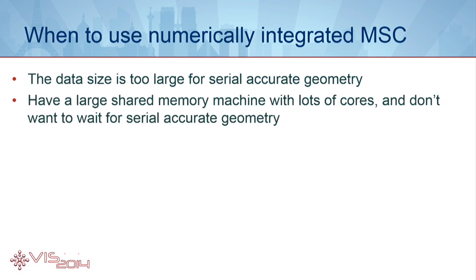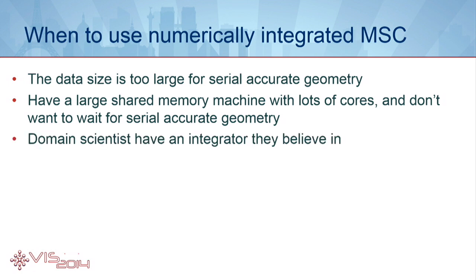You have a large shared memory machine with lots of cores, and you want to integrate. So in this case, it would be much faster. Or you have a domain scientist who really, really trusts their integrator. And this is something we've never been able to tell a scientist: we're going to provide you a segmentation that has this certain error bound.